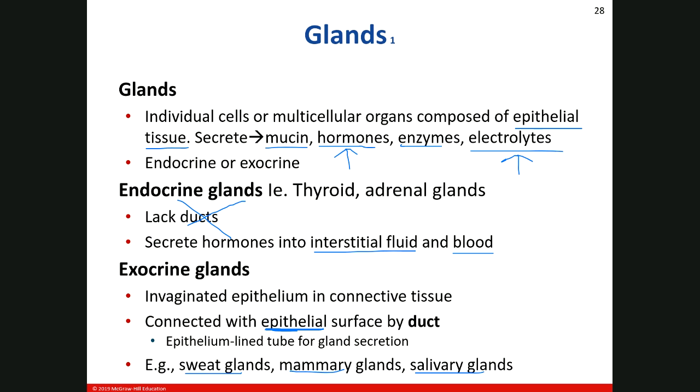It goes hand in hand. There are two parts to a gland. There's the secretory portion, which is the actual part of the gland that makes whatever the secretion is. And then you're going to have the conducting portion, which is the actual duct itself.